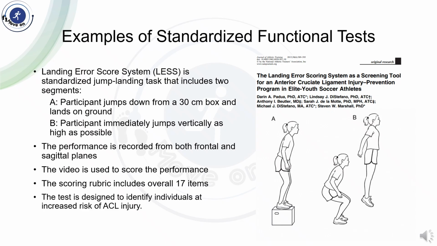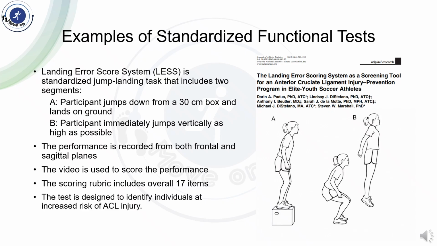Various jumping and landing tasks can provide valuable information regarding an athlete's readiness to return to sport following injury. One example is the Landing Error Scoring System. The LESS test is a useful tool for identifying athletes with deficits in lower extremity movement control and a potentially increased risk of lower extremity injury. The test was specifically developed to identify individuals at increased risk of anterior cruciate ligament injury.